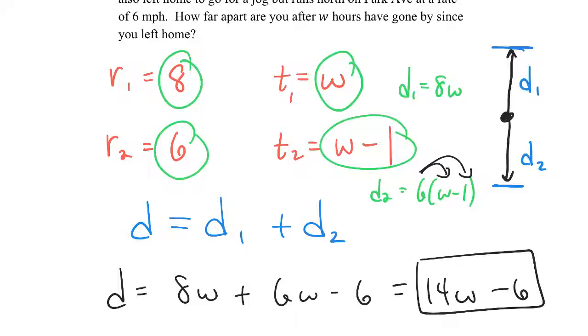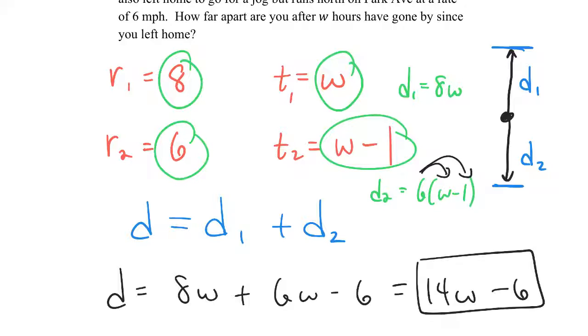Because when you run 8 miles an hour and W is your time, then W times that is whatever the distance you ran. And then 6, it's the same thing. So you're adding the distances. Okay. Yeah. You're adding the rates together. The 14 represents the sum of 8 and 6. One student is running 8 miles per hour, the other is running at 6.